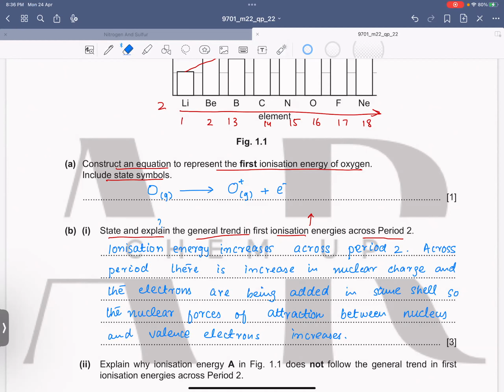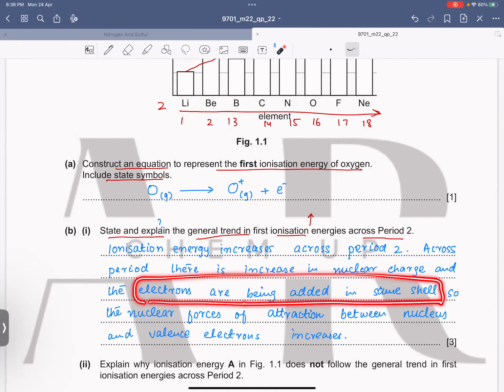And one more thing. Here I have written that the electrons are being added in the same shell. Instead of this, you may write that the shielding effect remains the same.